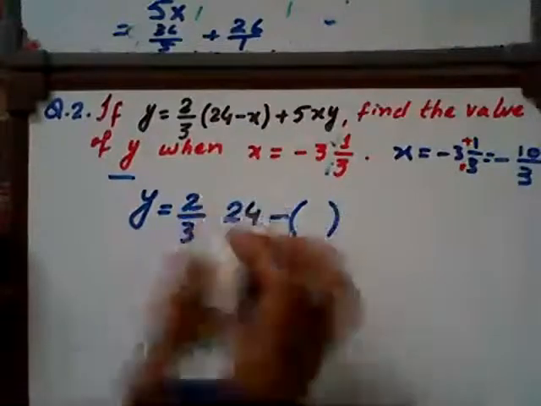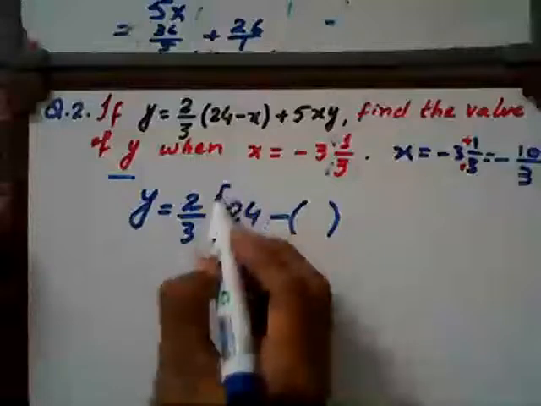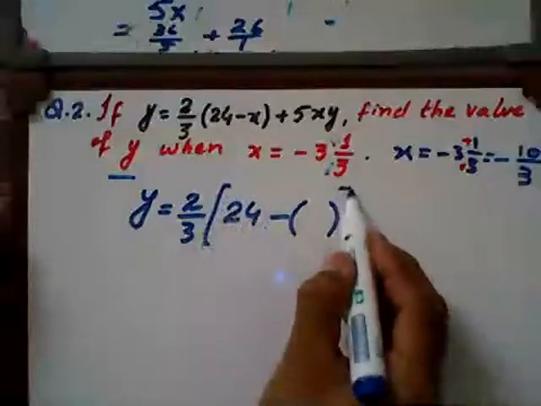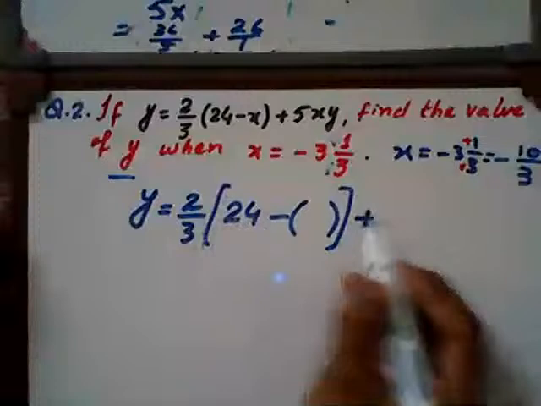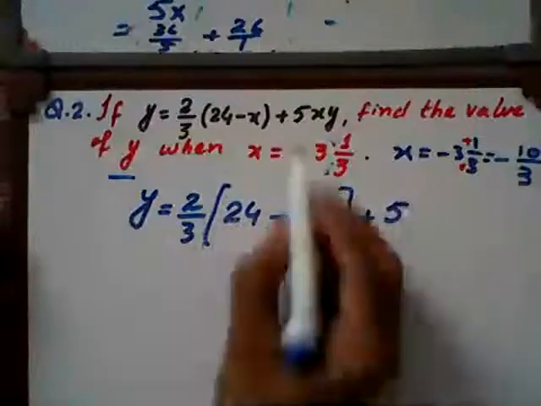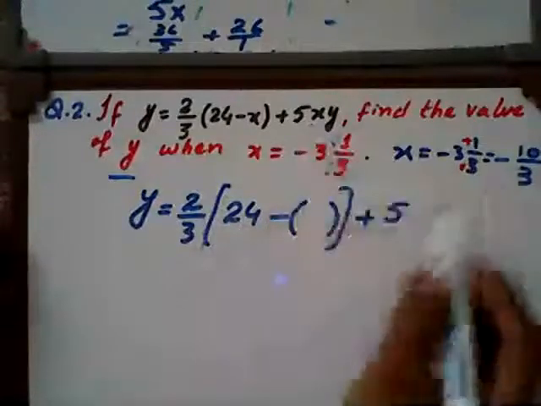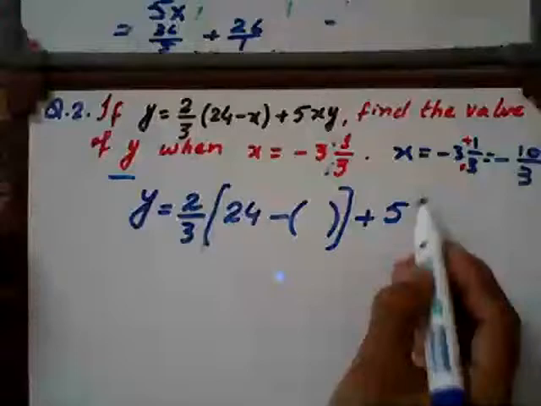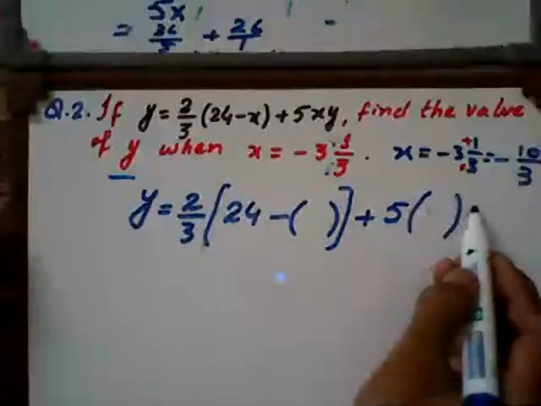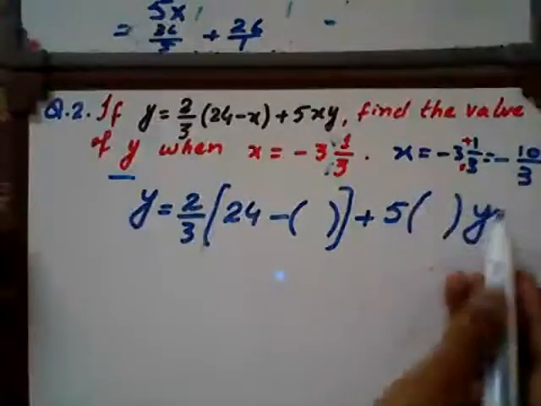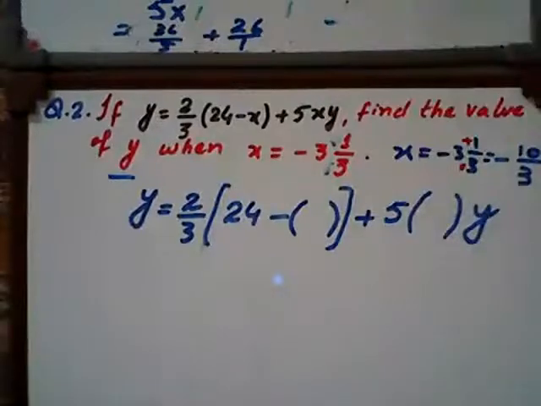Now we need another bracket, which is this one. Okay, we are putting another bracket plus 5 and again x, but the x value is given, so in place of x we'll be writing a bracket like this, and then y, because the y value is to be found. Now we are putting the values.